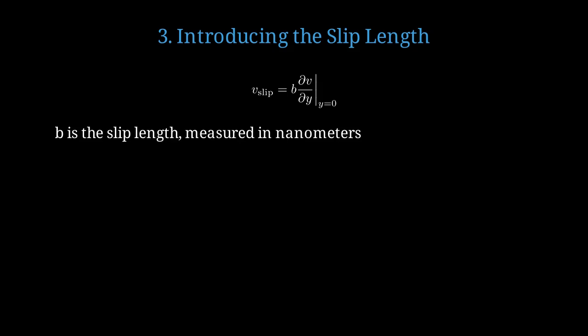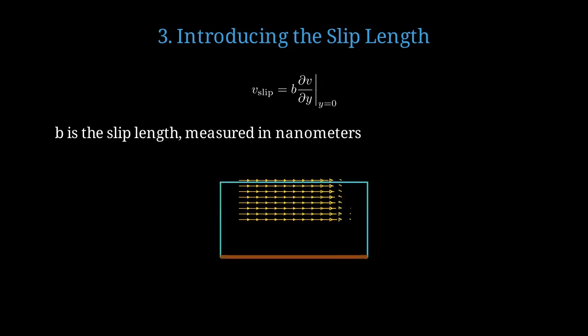To quantify slip at the nanoscale, we introduce a crucial parameter, the slip length. The slip velocity at the wall equals the slip length b times the velocity gradient at the wall. The slip length b tells us how far into the wall we'd need to extrapolate the velocity profile to reach zero velocity. This diagram shows how we extrapolate the velocity profile below the wall surface. The distance to zero velocity is the slip length.